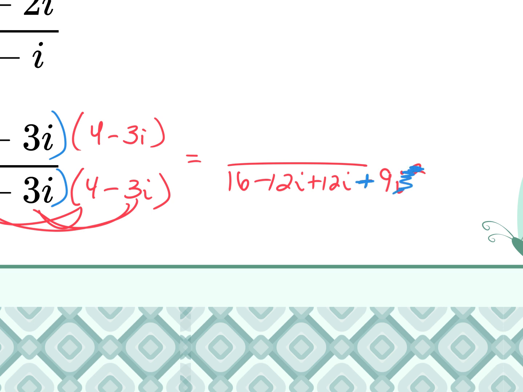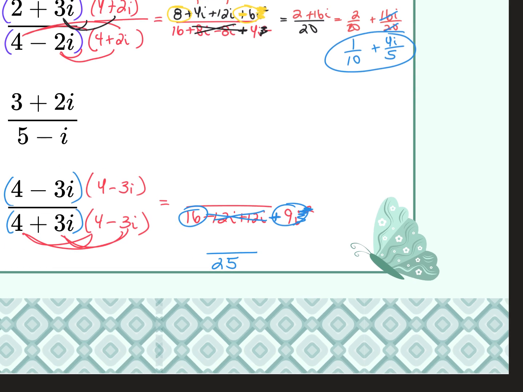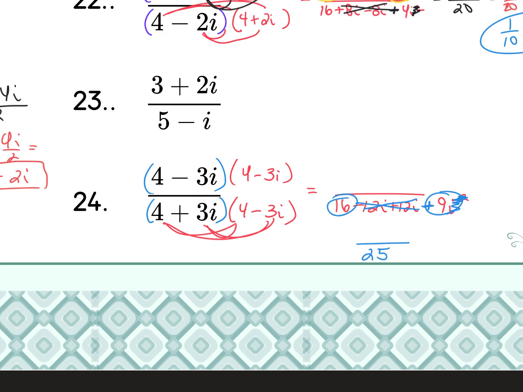What happens with your negative 12i and your positive 12i? They cancel, which is exactly what we needed to happen. So now I can add 16 plus 9 and get what? 25. Perfect. My i is canceled, which is what we needed to happen. So now let's just FOIL the top.